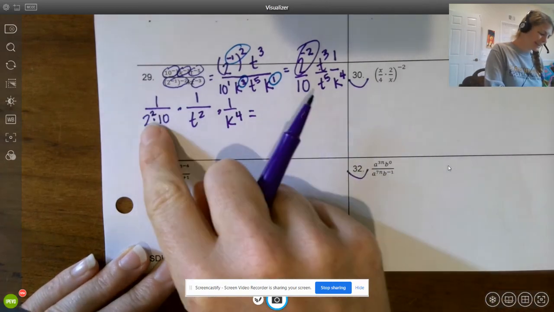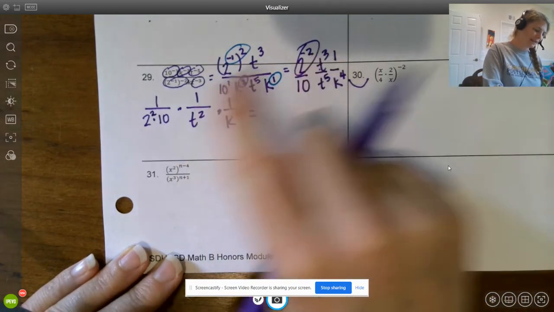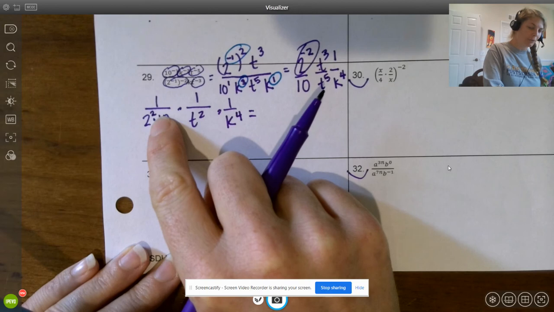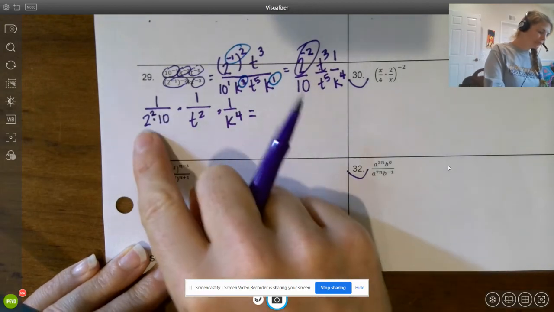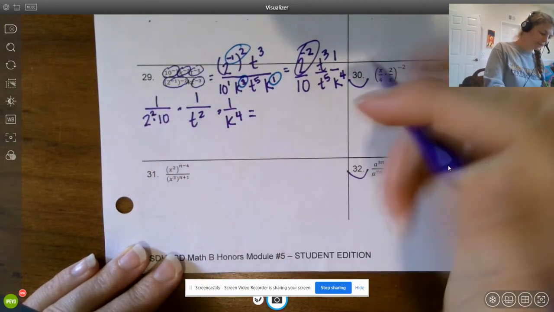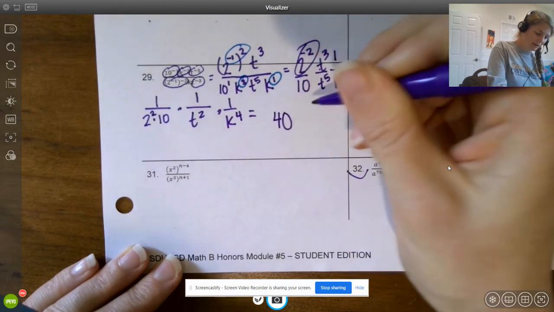Sorry about that, you guys. Notice 2 to the negative second. This turns into 2 to the second power. Maybe you were yelling at the screen. So 2 to the second is 4. 4 times 10 is 40.